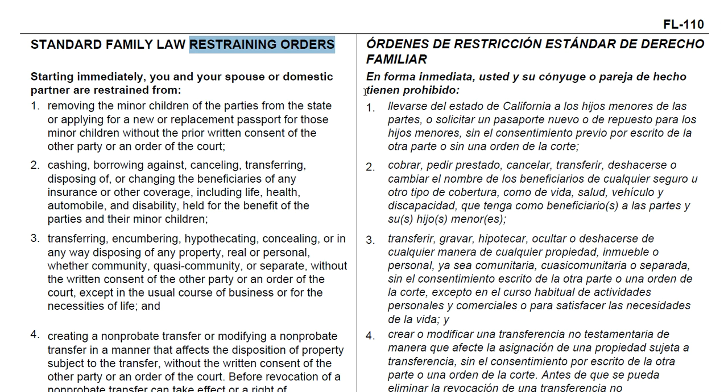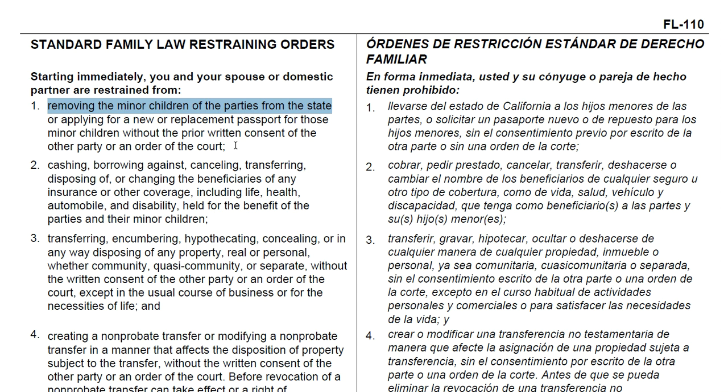restraining orders, not necessarily what you think of in terms of domestic violence or harassment. These are just restraining orders because they tell the parties what they can and cannot do until a judge makes an order. For example, once you file your papers, this applies to the petitioner. They cannot take the children out of state or apply for a passport without the written consent of the other party. Now, as soon as the summons is served on the respondent, then these also apply to the respondent.